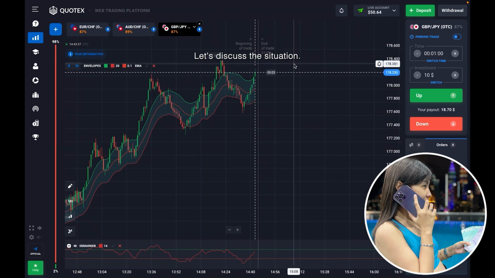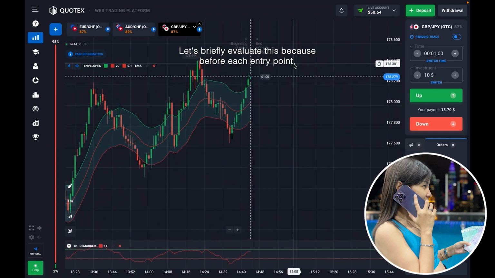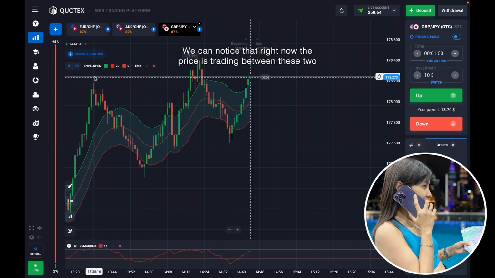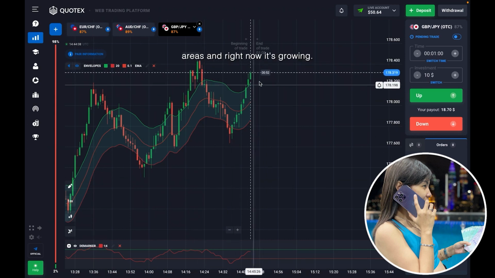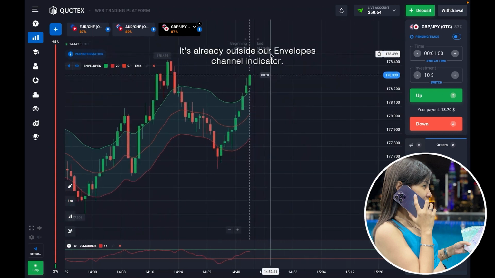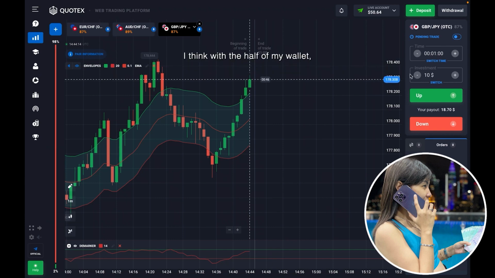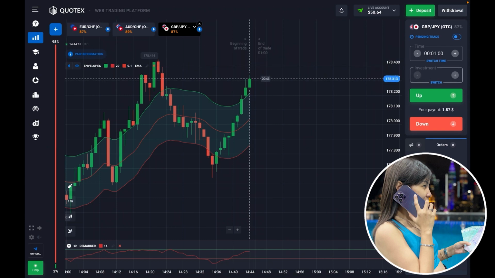So let's briefly evaluate the situation, because before each entry point we have to relate to the full picture. And we can notice that right now the price is sitting between these two areas, and right now it's growing. So it's already outside the envelope channel indicator. That's why I want to make my first trade, I think with half of my wallet, and I'm adhering to the rules of money management of course.